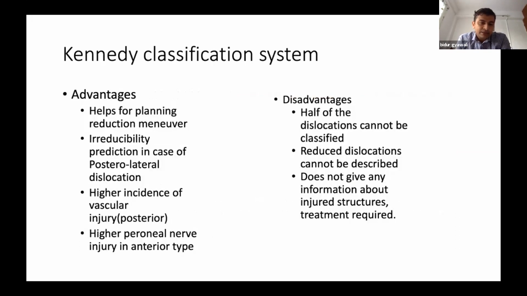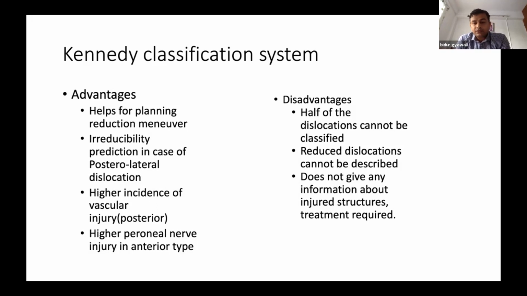Commonly assessing the classification system by Kennedy et al., it has a few advantages: it is very simple to classify, and it helps in planning the reduction maneuver according to the direction of the displacement. In posterolateral dislocation, the irreducibility can also be predicted. And in certain types, like the anterior type, there are chances of nerve injury, and the posterior type has chances of vascular injury. These things can be predicted according to this classification system.